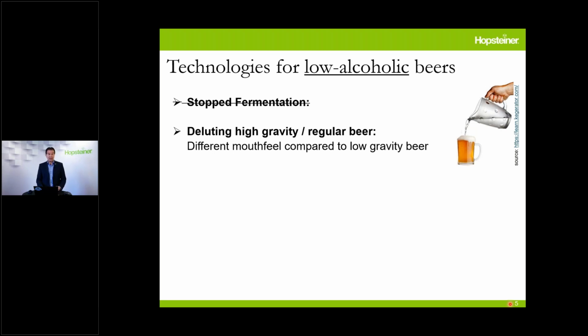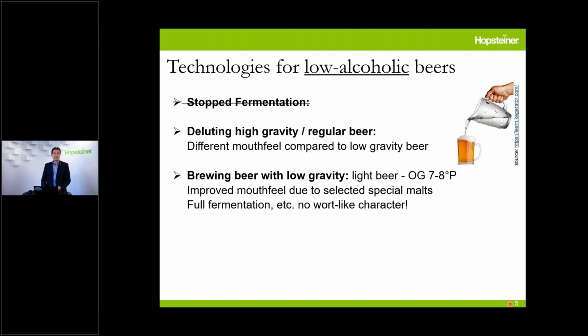Practicable is a dilution of high gravity beer or regular beer with water. It's the easiest way to produce a light beer or a low alcoholic beer, but the problem is when I add a lot of water to the beer, it tastes like that. And the mouthfeel will also not follow the expectation of the consumer.